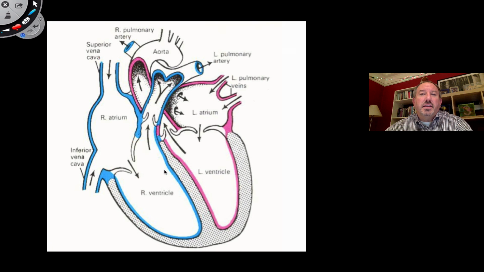And then finally, to summarize, again, the blood flow is deoxygenated blood is being received by the right atrium, and then pumped to the lungs. And then oxygenated blood is being picked up by the left atrium and then delivered to the left ventricle and then pumped to the rest of the body through the systemic circuit.